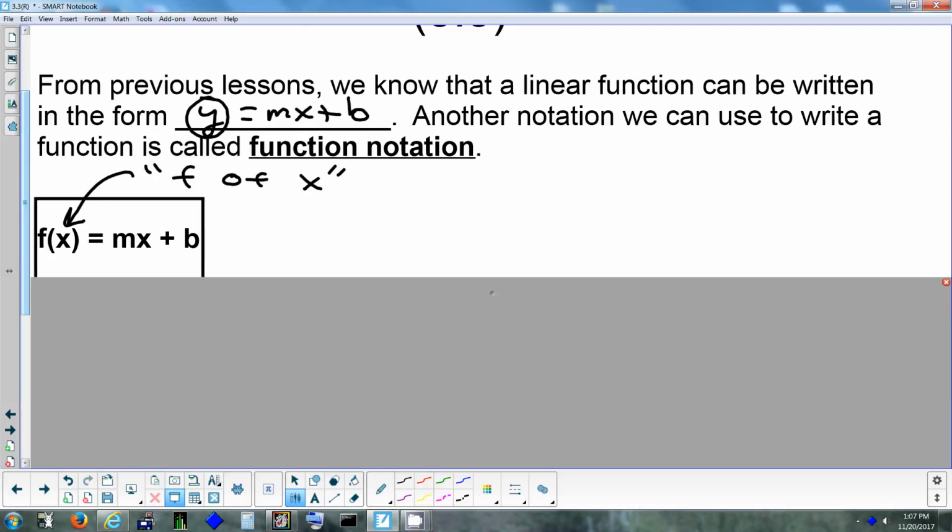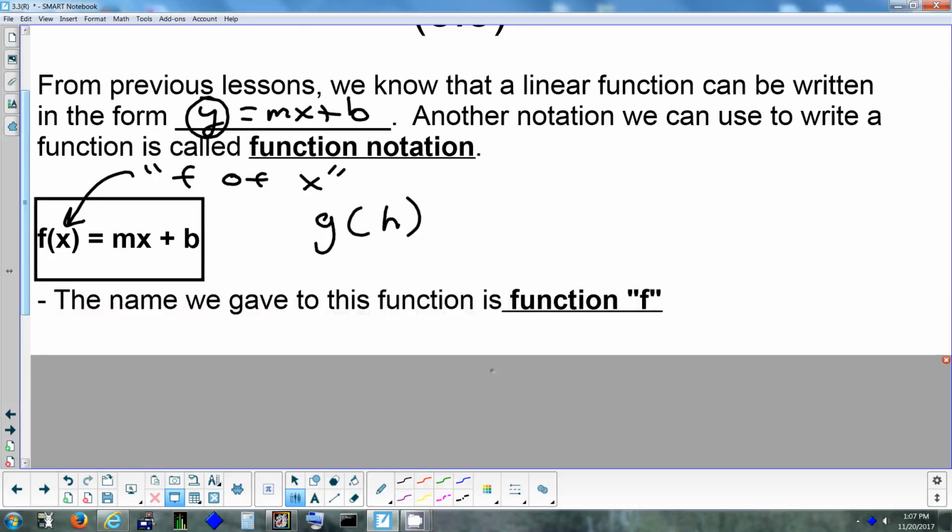Okay, so how do you pronounce that again? F in parentheses x? F of x. Yep. And the F and the X, sometimes they're different letters. We might have Y. How would you pronounce G of H? G of H. Okay, whatever the letters are, letter of letter.